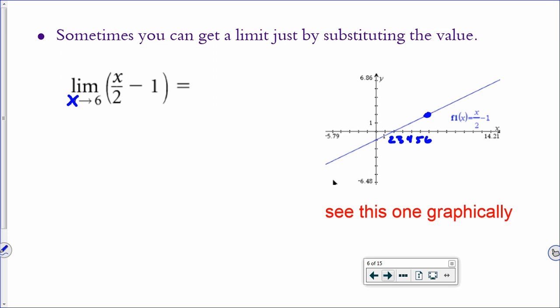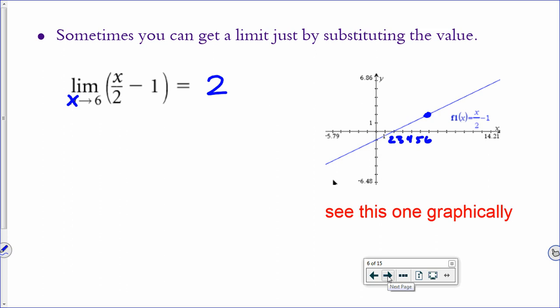If it's a nicely simplified function like this, and you're evaluating a limit at a concrete point, try plugging in the number and see if it gives you an output. So 6 divided by 2 is 3, and 3 minus 1 is 2. So the limit of this function as x approaches 6 is just 2.